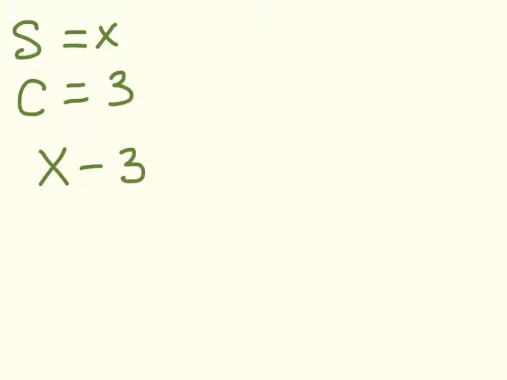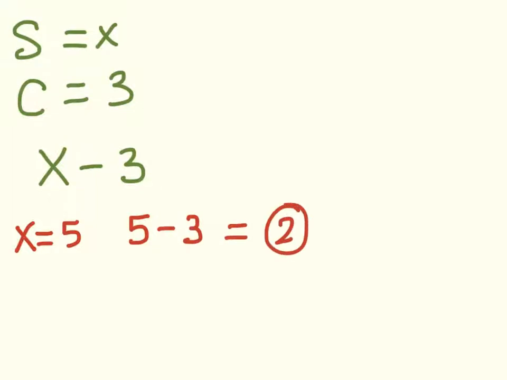So if we want to know exactly how many more marbles Simon has than Cynthia, we need to know the value of X. And if we have a value for X, we can do what's called evaluate the expression. So let's say X equals 5. What if X does equal 5? We would simply substitute the value of 5 in for X in our expression. So our expression would become 5 minus 3, or 2. If X equals 5, Simon has 2 more marbles than Cynthia.